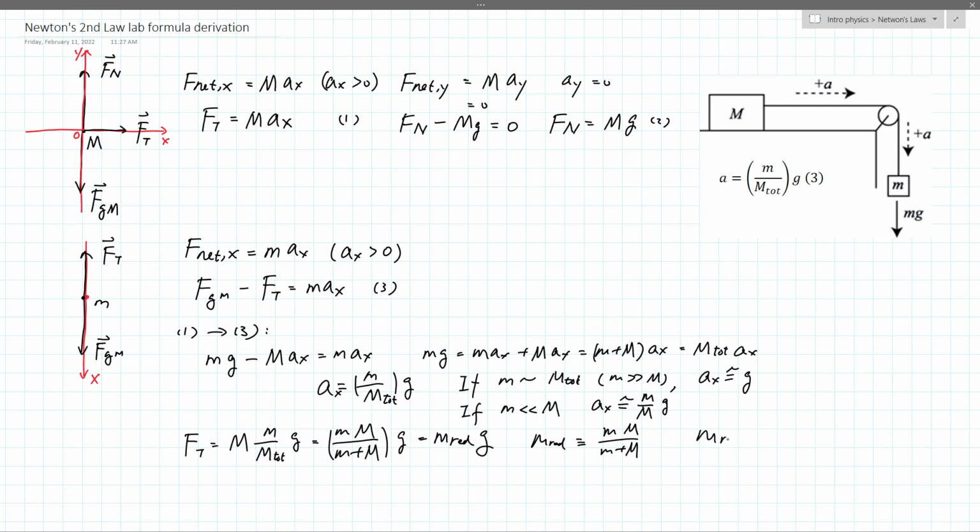So this m reduced is actually less than m, also less than the capital M. It doesn't really matter how the masses are compared to each other. You could have 1 versus 1,000 or 1,000 versus 1, but this reduced mass is less than either of the two masses. That's why it's called reduced mass. So this seems to be the effective mass that is falling freely. So if you think about this, the tension force magnitude is the effective mass or reduced mass times the gravitational acceleration. Thank you.